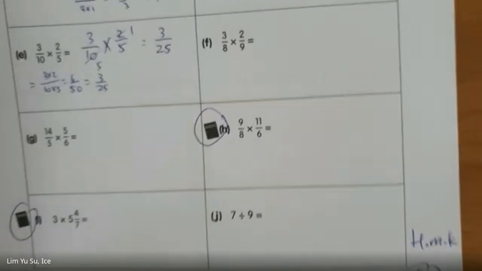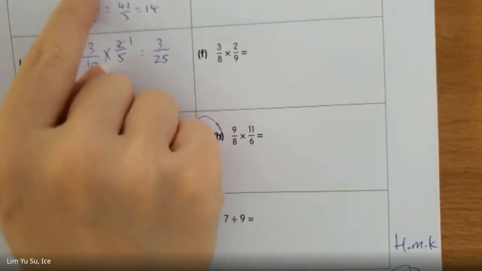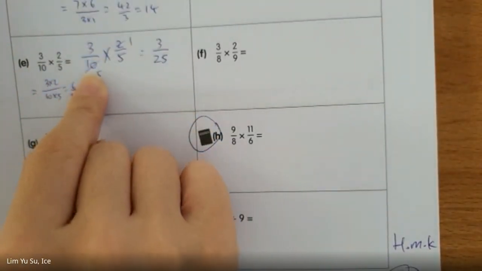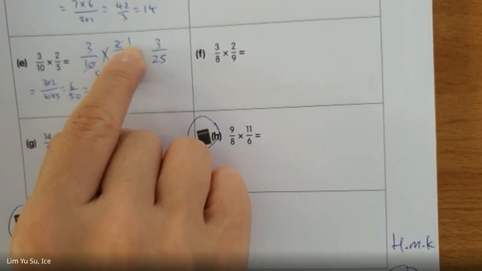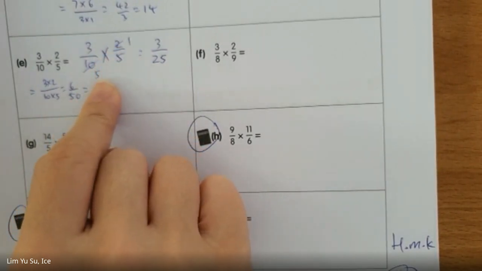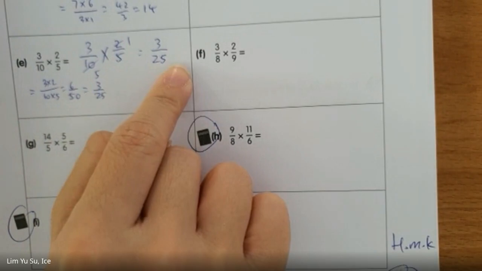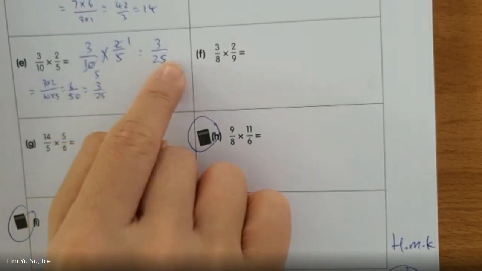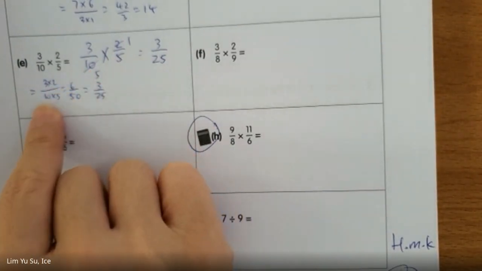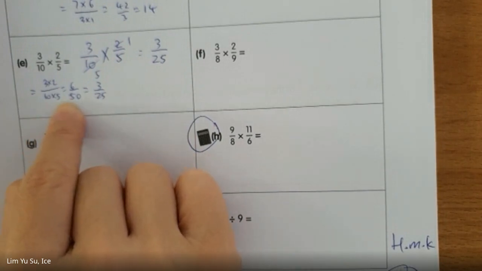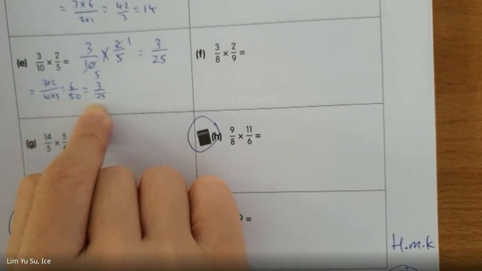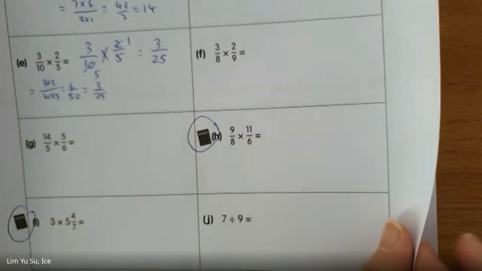I'm simplifying. I cross out the common factors. So 10 divided by 2, 2 divided by 2 is 1. Simplify first, then get the answer. If you don't know how to simplify, then stick to numerator times numerator over denominator times denominator. You still get the correct answer, just in longer steps. Okay? Now, I want to move on already.